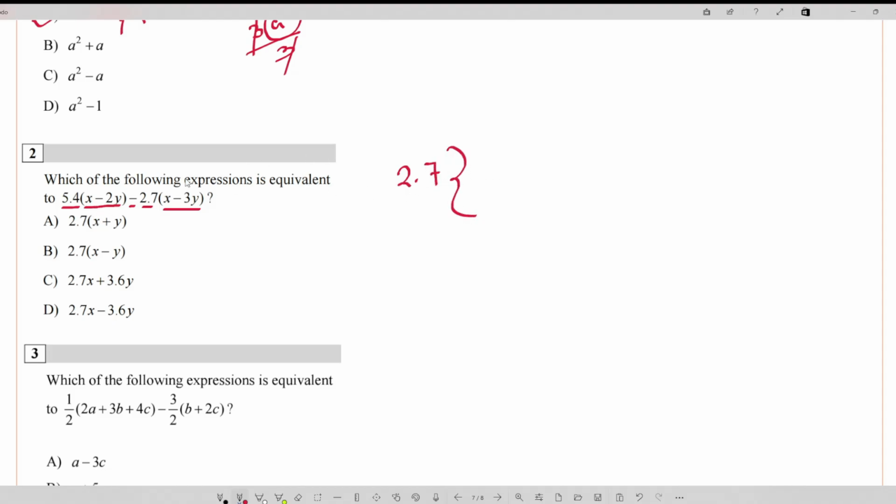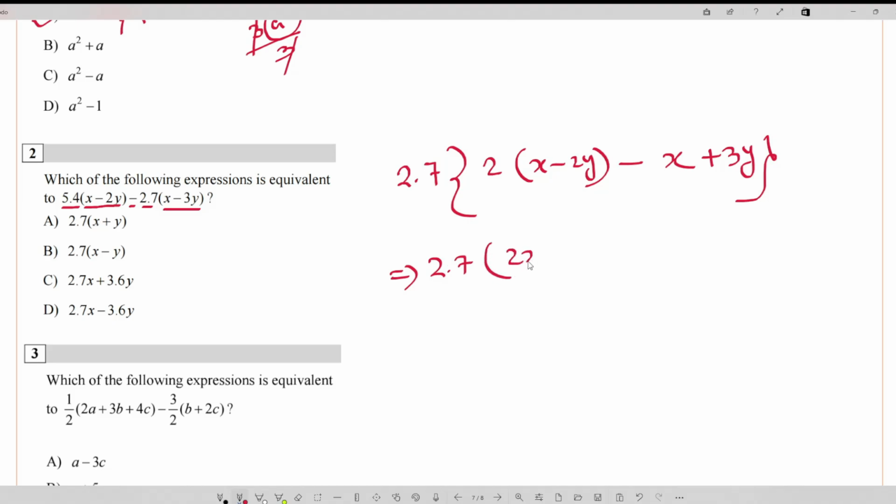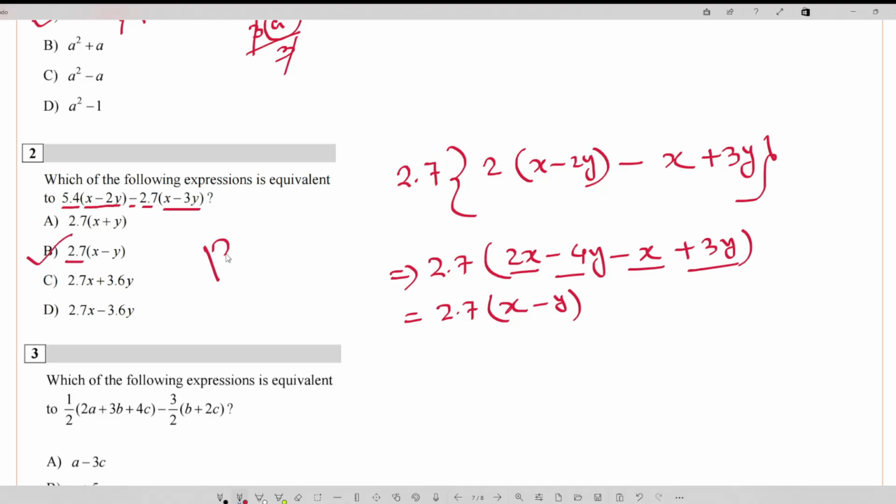So in this case we can take 2.7 common, right? So here 5.4 divided by 2.7 will be 2, right? Then x minus 2y, then minus, we already took 2.7 common, so here is only x minus and minus plus 3y. Okay, so look, here is 2.7, here is 2x minus 4y minus x plus 3y. So here is 2.7, 2x minus x, it means x, minus 4y plus 3y, it means minus y. So our right answer is 2.7 times x minus y, which is number B.